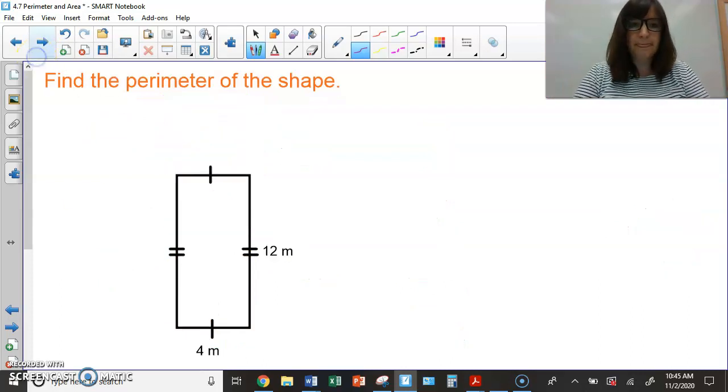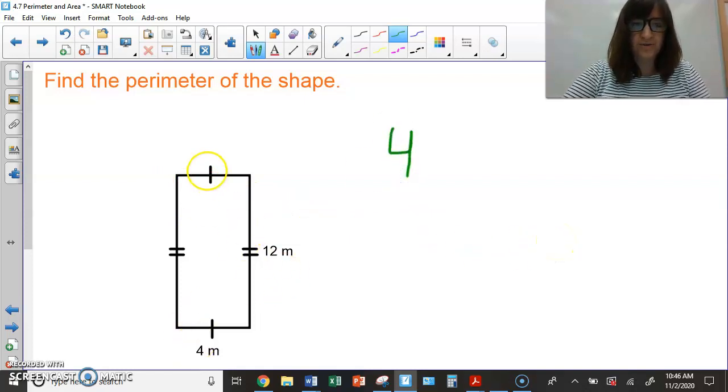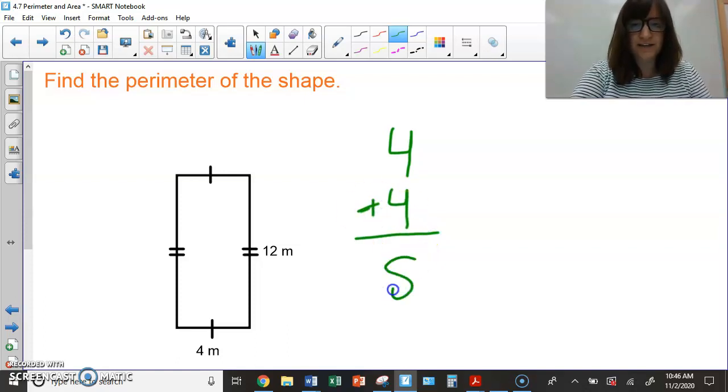Let's try another one. All right, this looks like a rectangle, okay? And you'll notice that this side has one line and this side has one line. This is marking that these 2 sides are congruent to each other, or equal to each other. This side has 2 lines and this side has 2 lines. That means that this side is congruent to this side. Okay, so when I'm adding, this one is labeled as 4 meters, but this one is not. That's okay though, because if this one's 4, I know that this one is 4, so I'm going to add up 4 plus 4, right? And 4 plus 4 is 8.